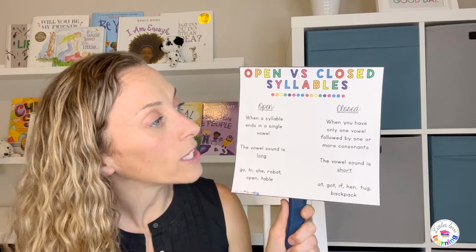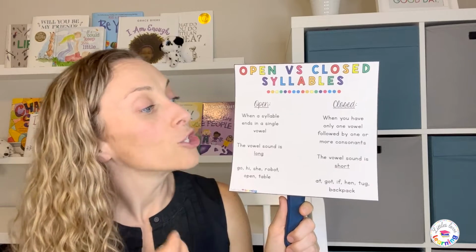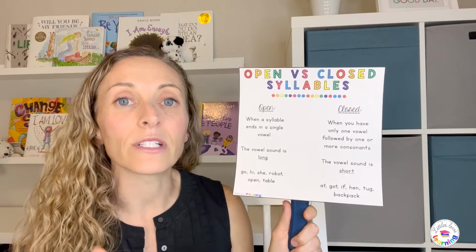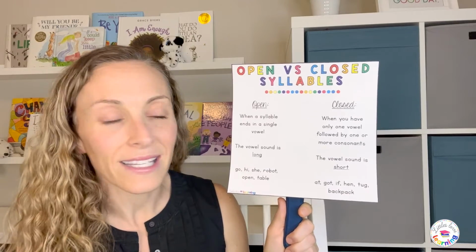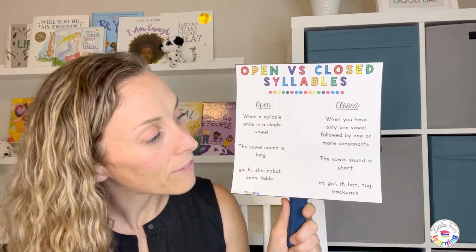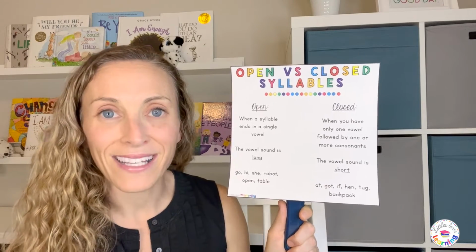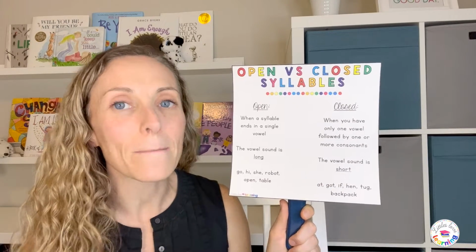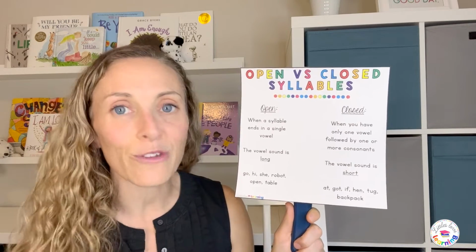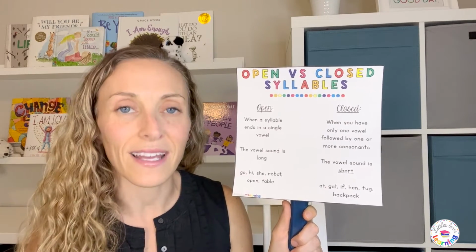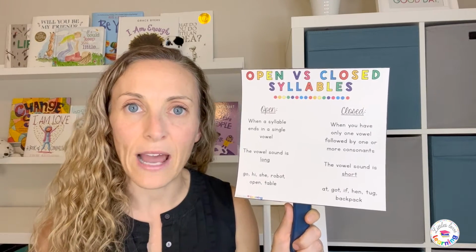Now, opposite of that is a closed syllable. That's when you have only one vowel, but it's followed by one or more consonants. So in that case, the vowel sound is going to be short. So we have words like at, got, if, hen, tug, or backpack. It can be one-syllable words or multisyllabic words. But the reason that it's closed is because after the vowel, there is one or more consonants that is closing that vowel in, so the vowel is representing the short sound.